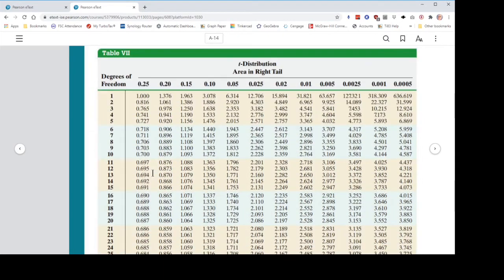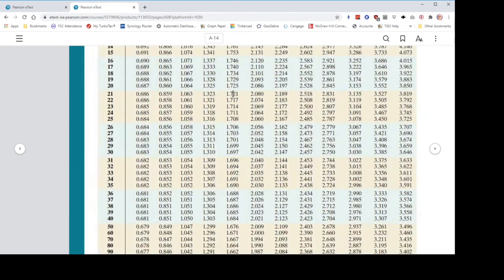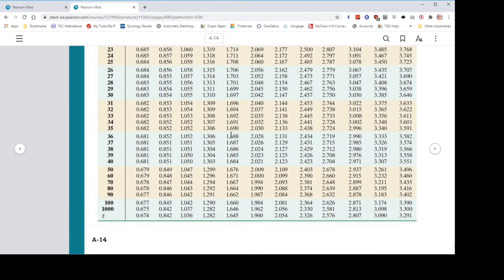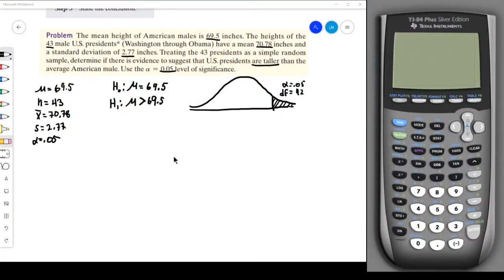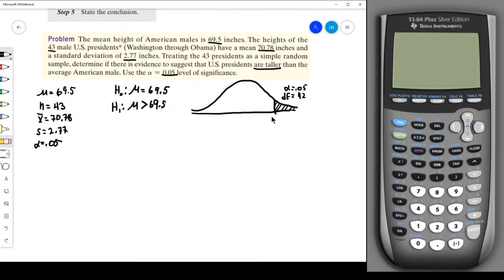So let me go back up here for a minute. All right, so here is the alpha equals 0.05 column. If I follow that column down, I get right here 1.684. Okay, so 1.684 is going to be my cutoff. Okay, I can calculate my test statistic.